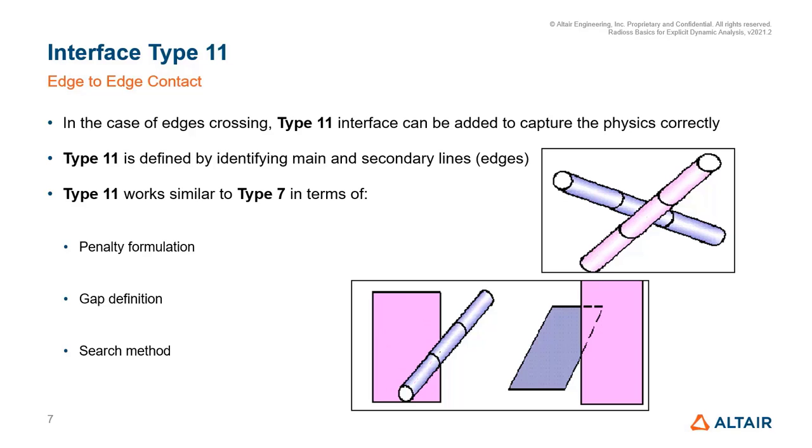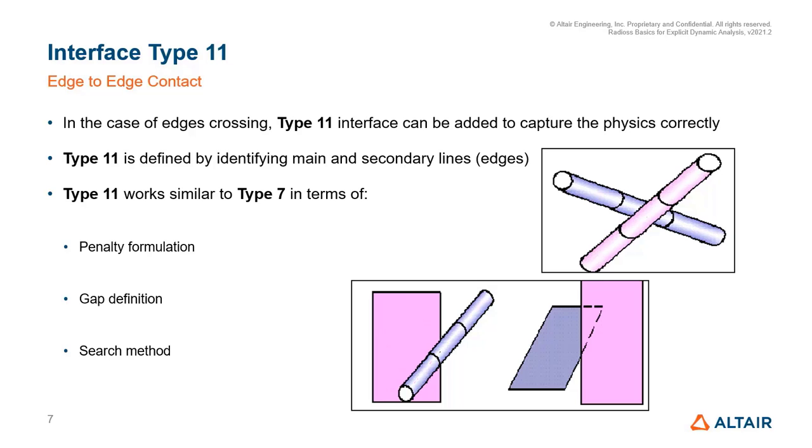So there are various situations or conditions when your type 7 contact doesn't help or it is not working properly. Usually it happens when there are edges involved, just shown in this picture. For these edges, type 7 will not work. So in order to make it work, you can define type 11 contact.